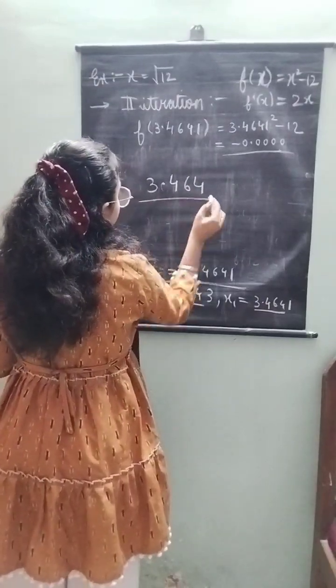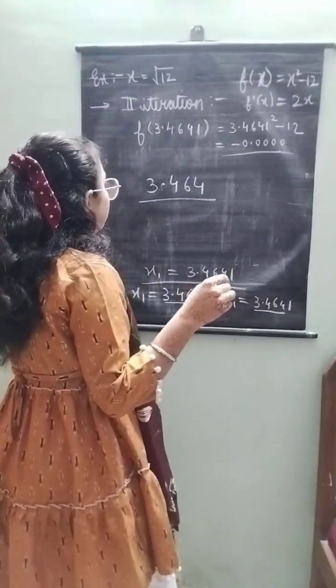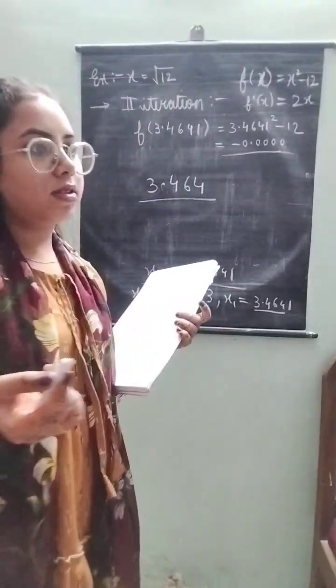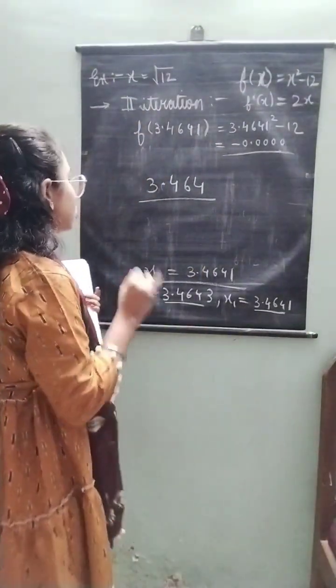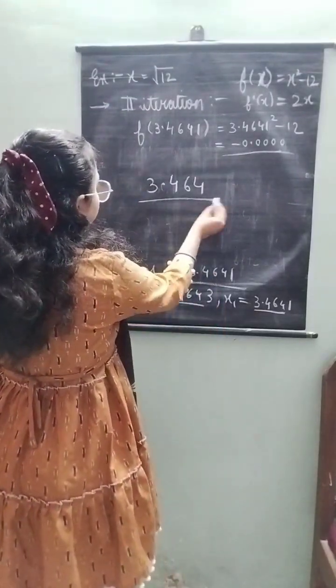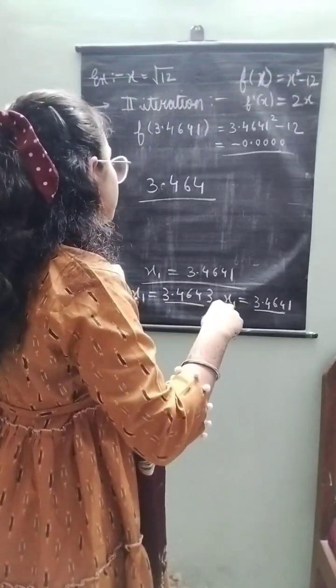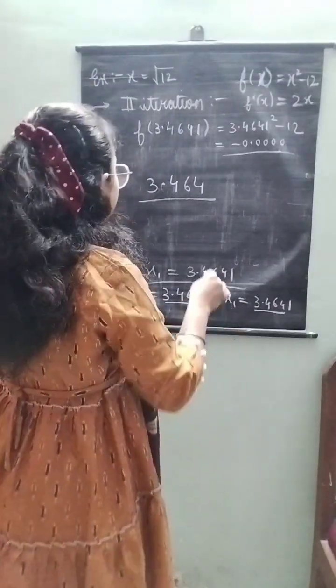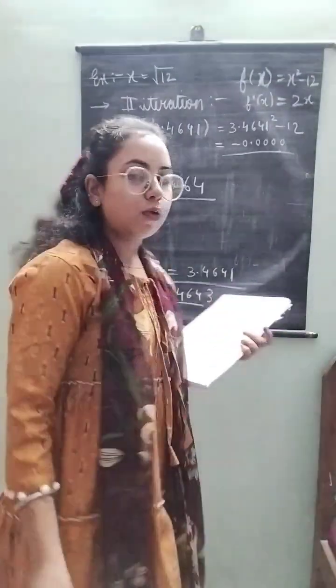3.464. It is up to 4 significant digits, or you can say up to 3 decimal places, as the question has asked. Based on that we will give the answer. So here it is up to 4 significant digits, so we have got it in 2 simultaneous iterations. So we have got the required solution, that is 3.464.